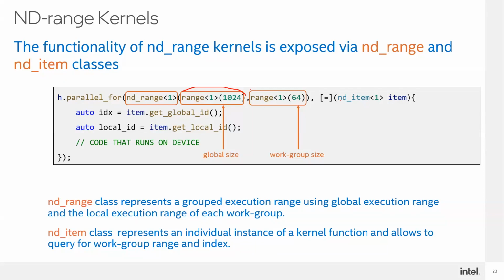And in that case, in order to identify the instance in the kernel code, you need to use ND item, and it provides the most extensive set of features inside your device code in device scope, because here you are getting the ability to use shared local memory. You can use the barriers, and these methods are not available for the regular range or item class.